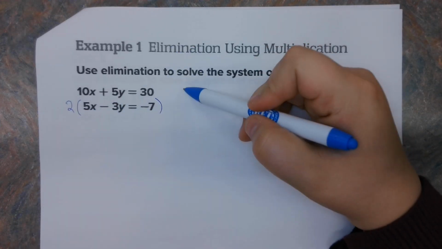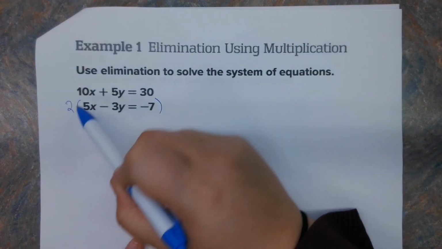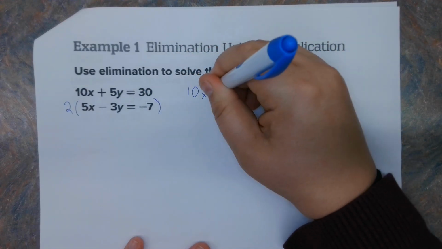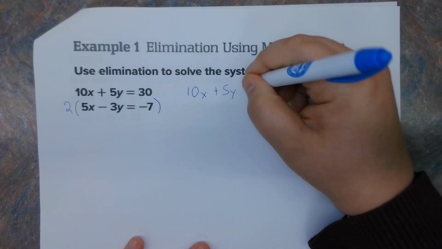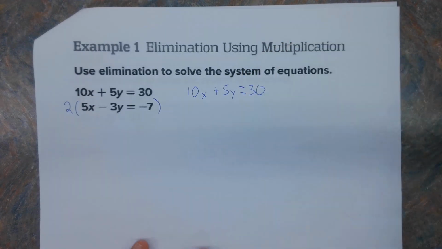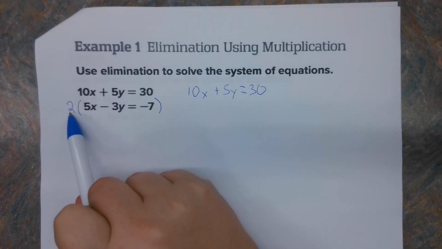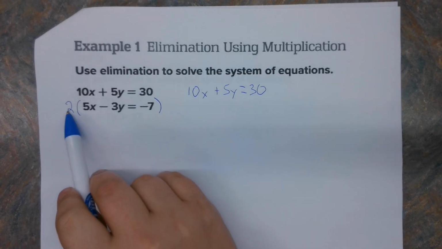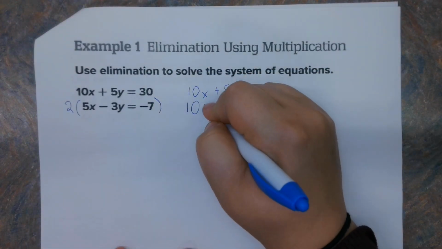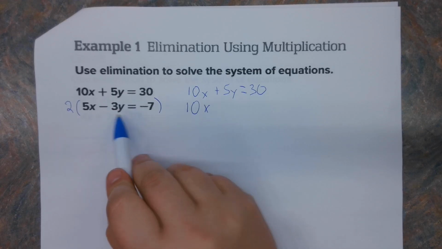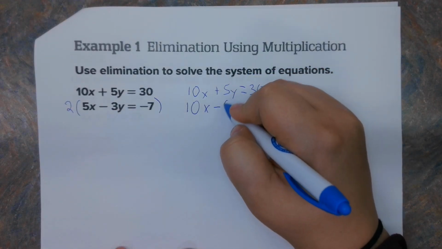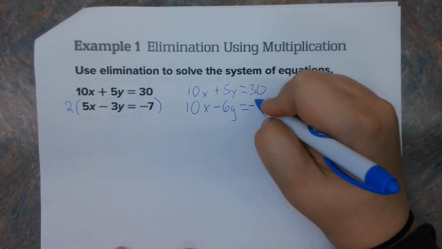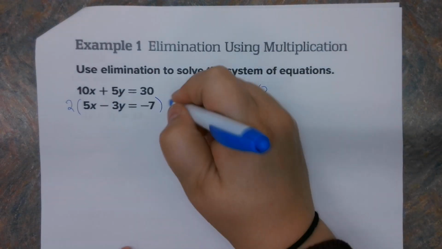So I'm going to rewrite the equations with the new equation. Let me rewrite the first equation so that I have it down and ready: 10x plus 5y equals 30. Now I'm going to distribute this 2 into the entire equation to come up with my new second equation. 2 times 5x is 10x. 2 times negative 3y is negative 6y. And then 2 times negative 7 is negative 14.